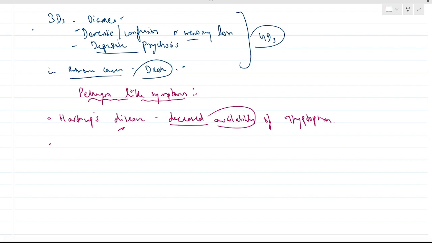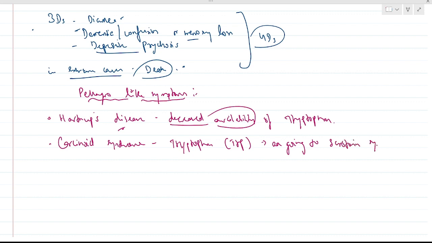And next we are going to see under these pellagra-like symptoms is carcinoid syndrome. Carcinoid syndrome. In this the tryptophan, short form TRP, is all going to serotonin synthesis.